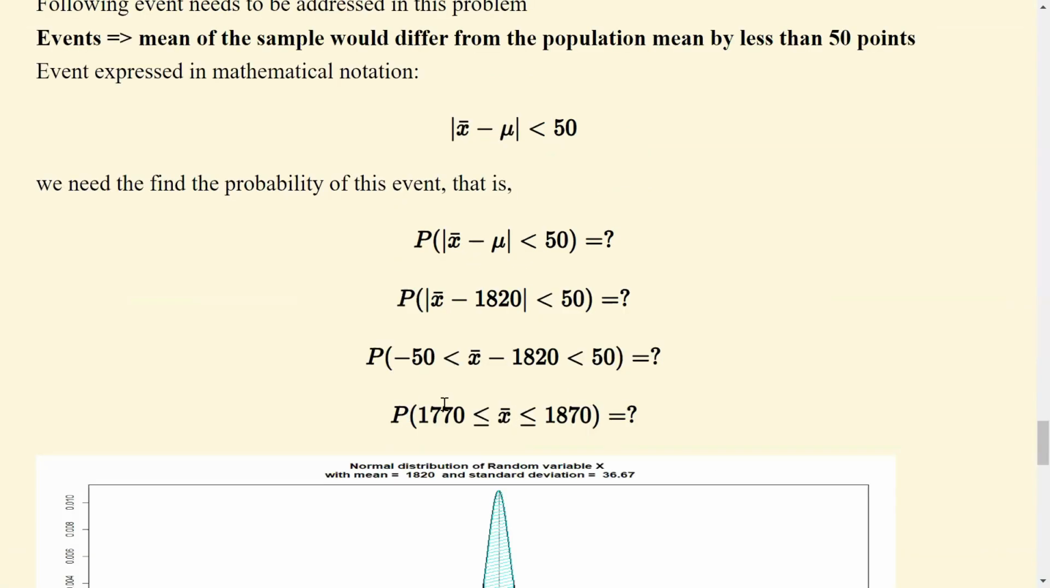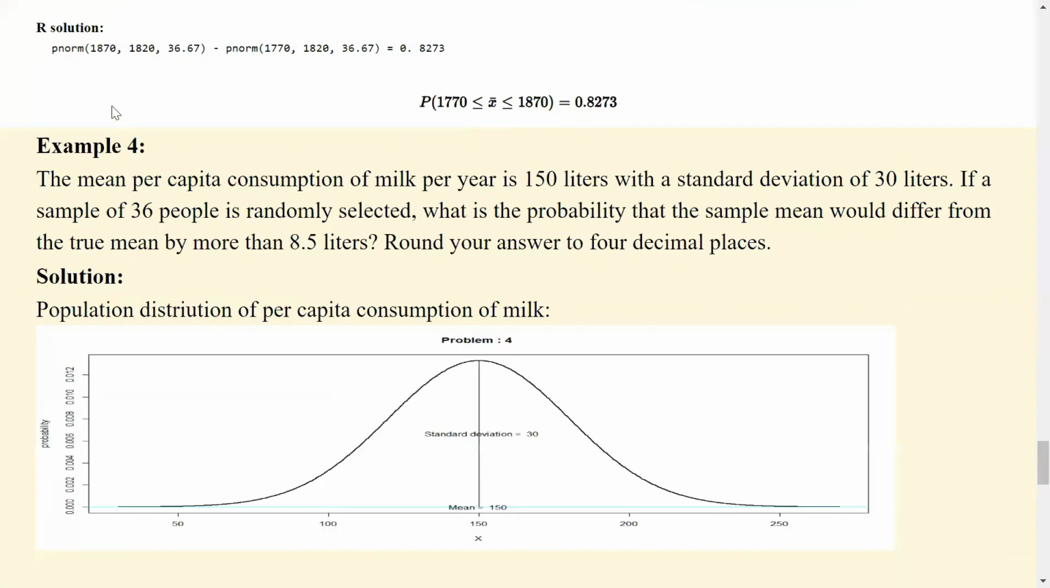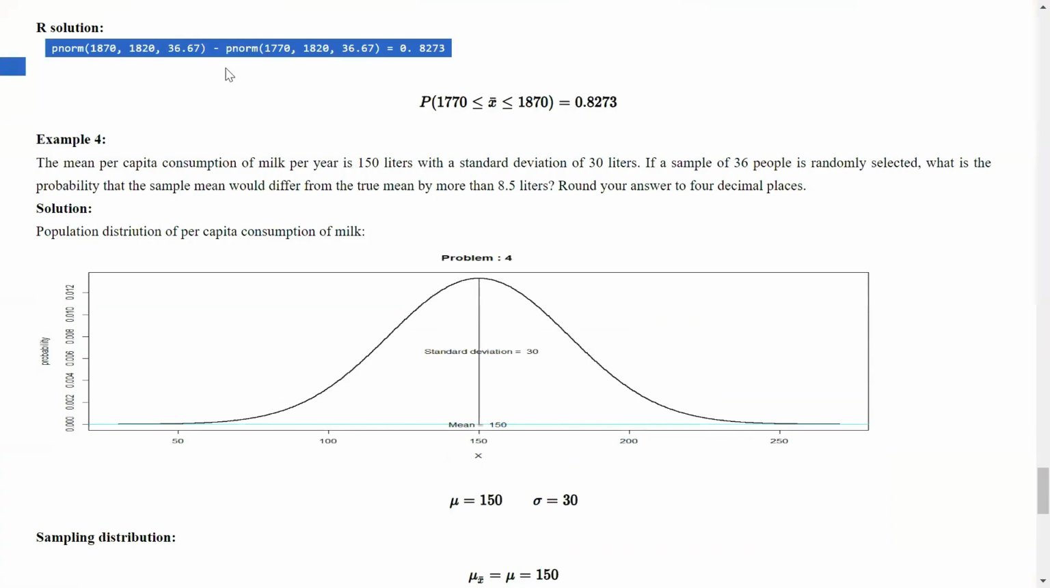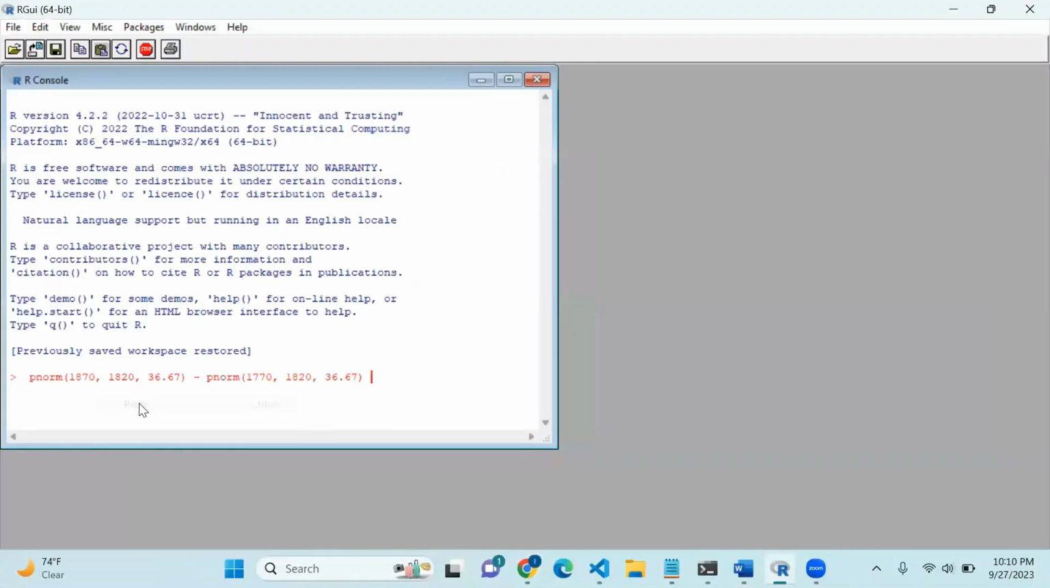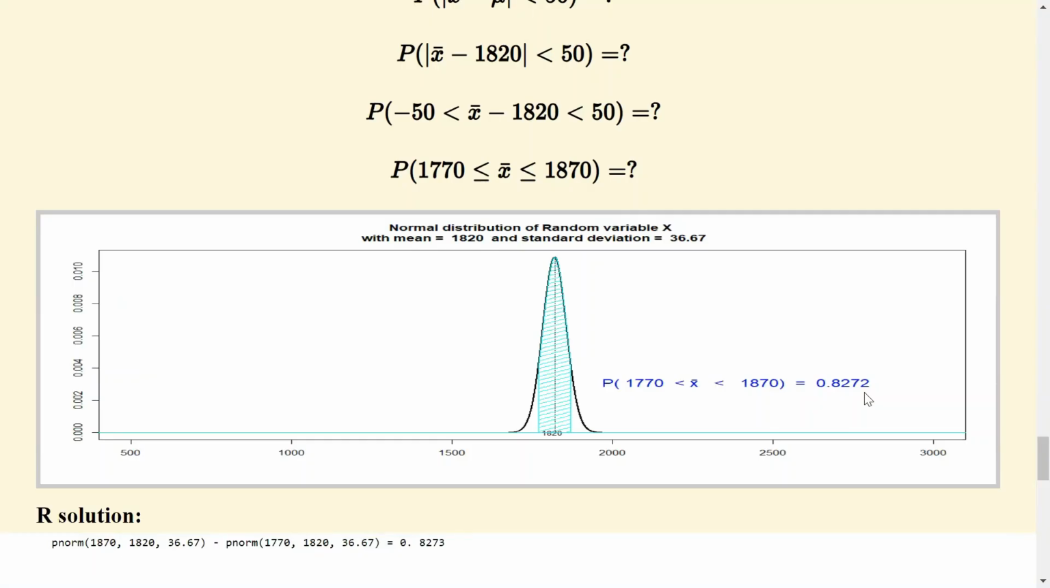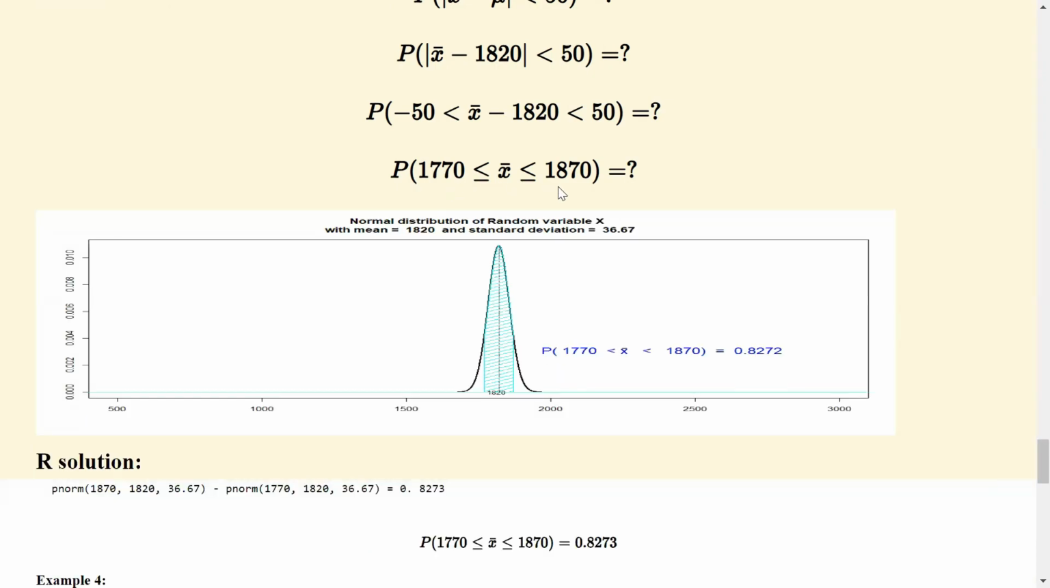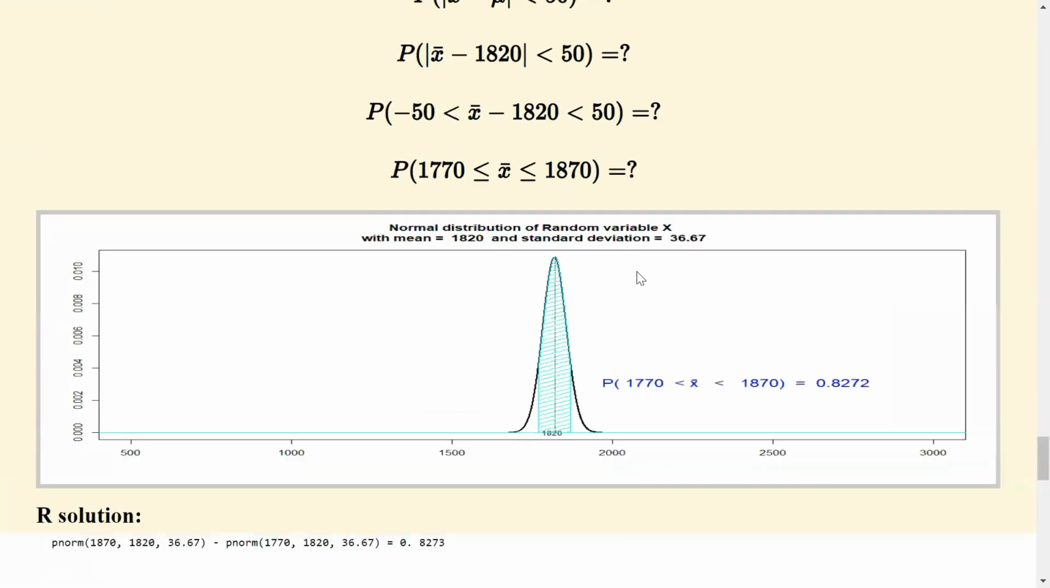For this probability, our solution is given here. If we copy this R command and paste it at this R console, we get this result: 0.827279. That is about 83% of the score values lie between 1770 and 1870. That is within 50 points of the mean.